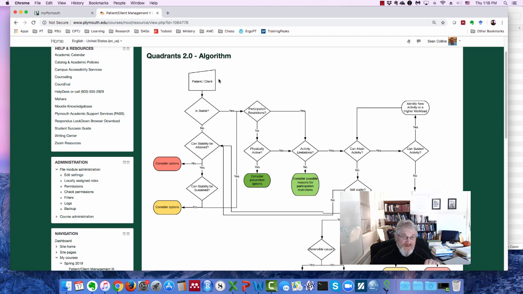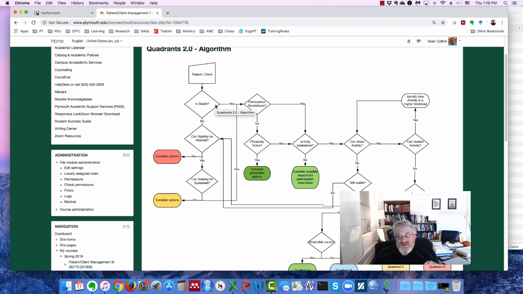You have a patient or a client, and the first question you're asking is whether or not they're stable. And by this, we pretty much mean medically stable, although I am very interested in modifying this to mean stability in a much more broadly defined way. But for now, to keep it easier, we're going to just stick with "is stable" being reflective of medical stability.